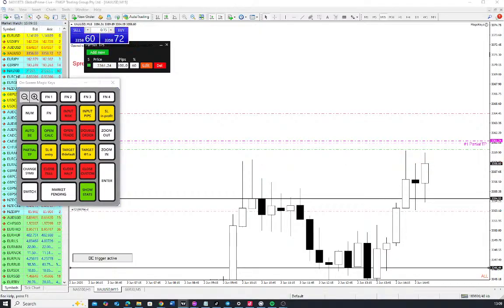Why is it not coming up? Oops. What is happening? Let's try again. Breakout long. Okay, so proper tech issues today. Breakout long. Ah, there we go.